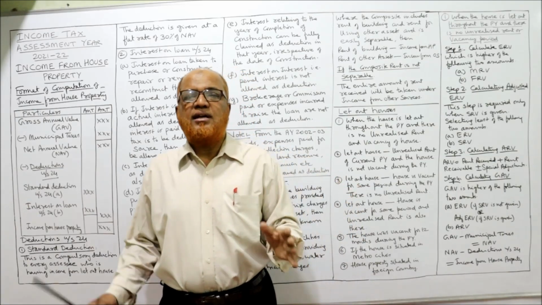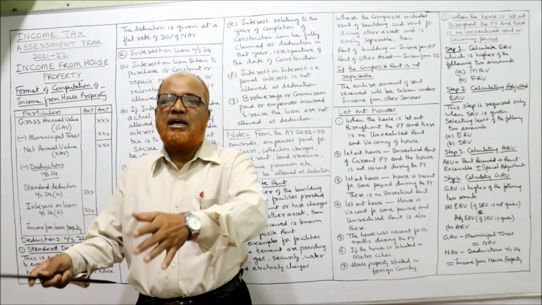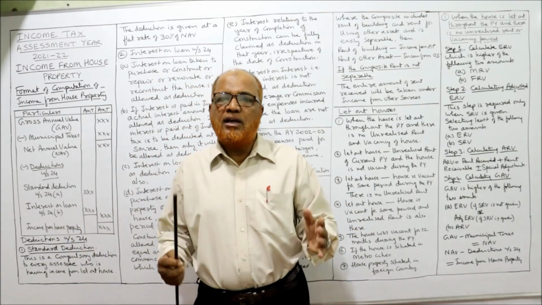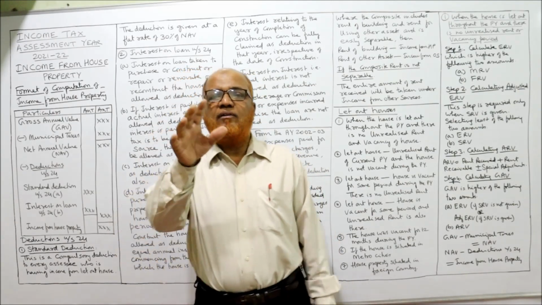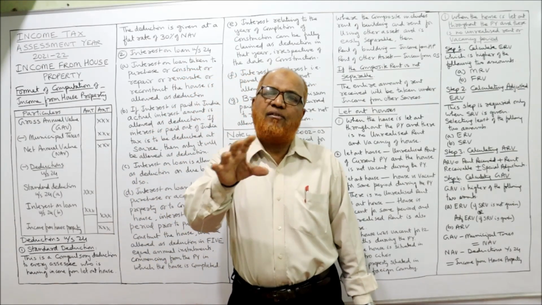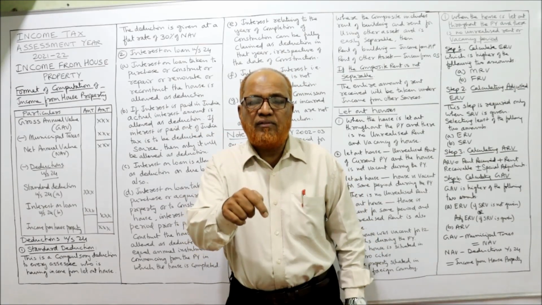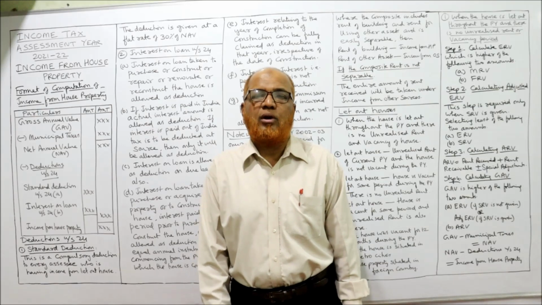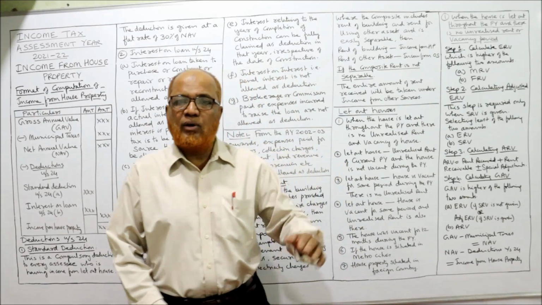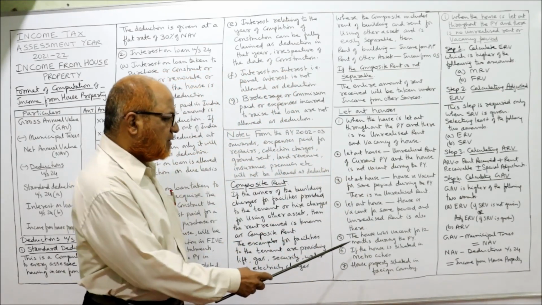It is not necessary that only if rent is received, then there is income from house property. No. The Income Tax Act has given the provision that even if the house is vacant for 12 months and no benefit is derived, still we have to calculate income from house property on the basis of notional rent. We will do that while doing the problem. This is the fifth case.